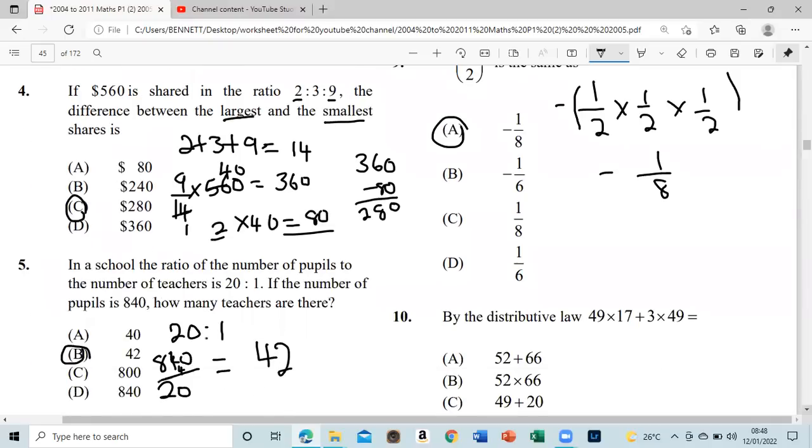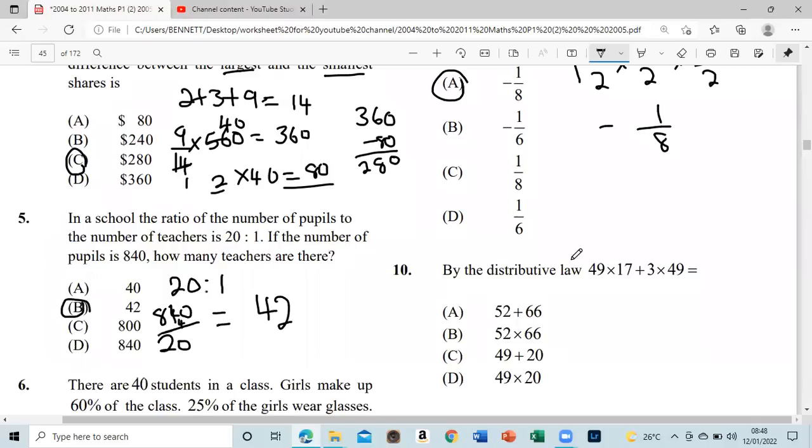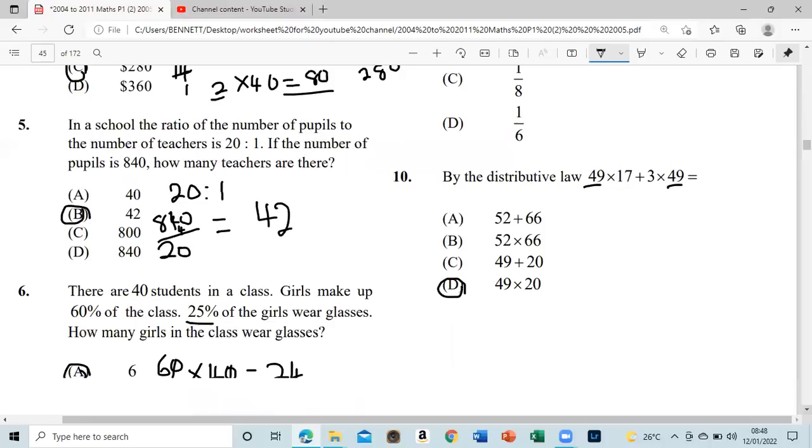All right. By the distributive law, 49 times 17 plus 3 times 49. Now, 49 is common to both. So we take the 49, and we'll add 17, and that gives us 20. So it is the same as 49 times 20. All right, let's go.